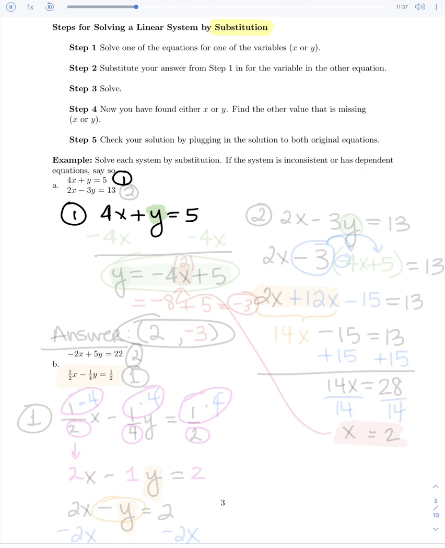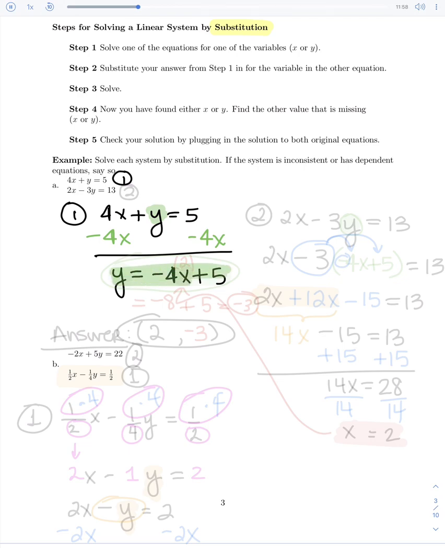So how do I solve this equation for y? Well, the quickest way is to just go ahead and subtract the 4x from both sides. And what that gets me is that y equals negative 4x plus 5. Notice I have been numbering my equations as I go along. That makes my life quite a bit easier.